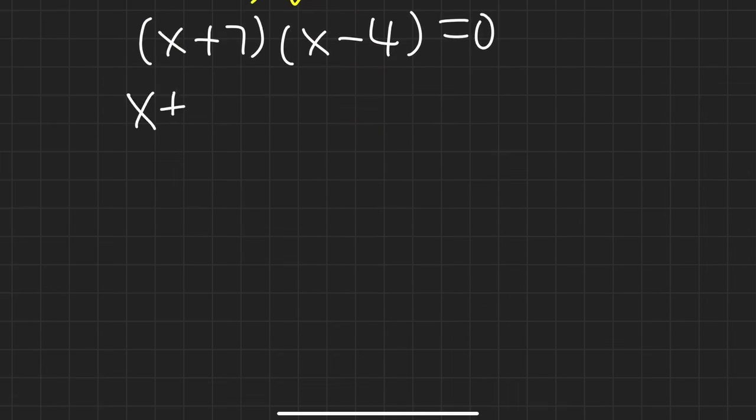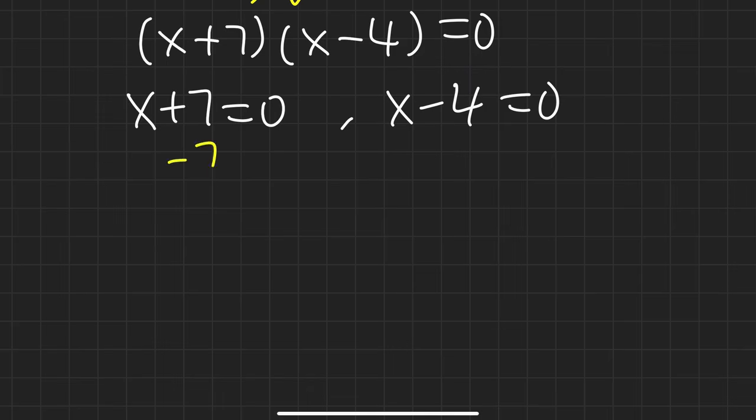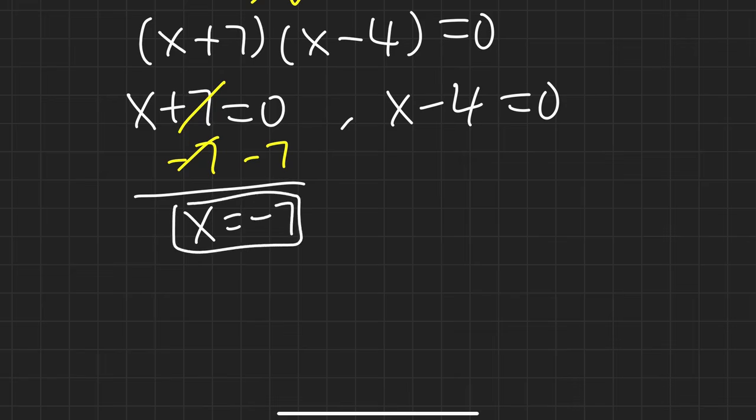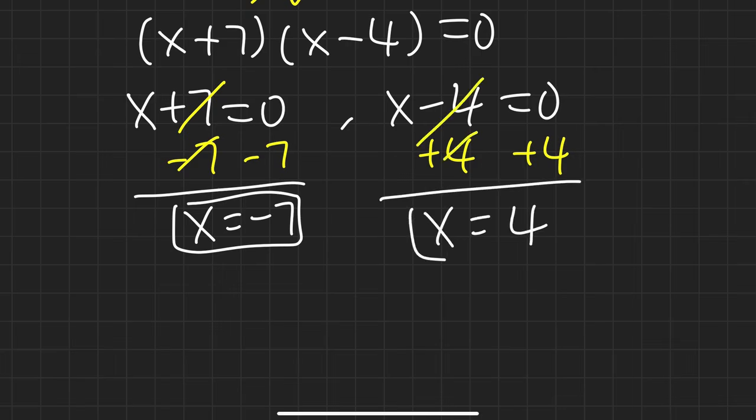So x plus 7 is equal to 0, x minus 4 is equal to 0. Subtract 7 from both sides. X is equal to negative 7. Here, add the 4 to both sides. And we get x is equal to 4. And we are done.